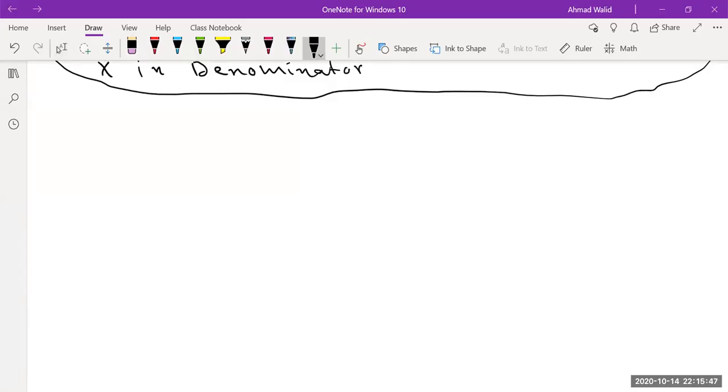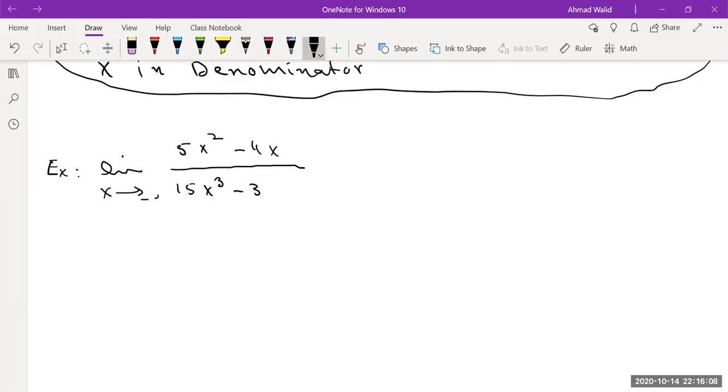Let's do another one to explain that method more. Same thing. Limit of 5x squared minus 4x over 15x cubed minus 3. Or maybe they don't give it to you as a limit. They can say x approaching negative infinity. Maybe they give you f of x equal to this, and they ask you to find the horizontal asymptote. As soon as they say find the horizontal asymptote, take the limit as x approaches plus or minus infinity, right?